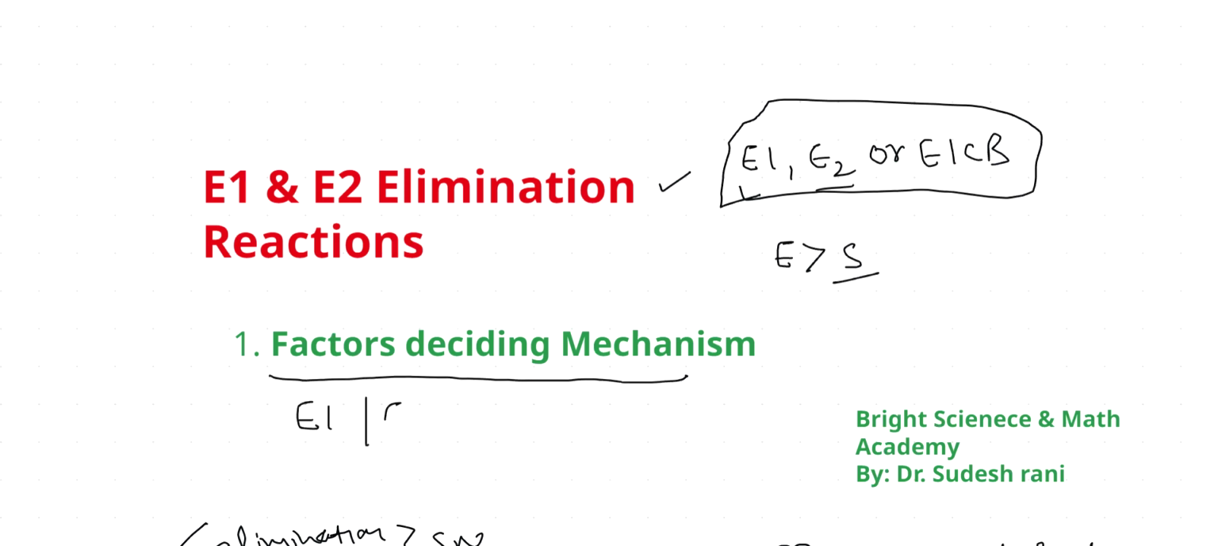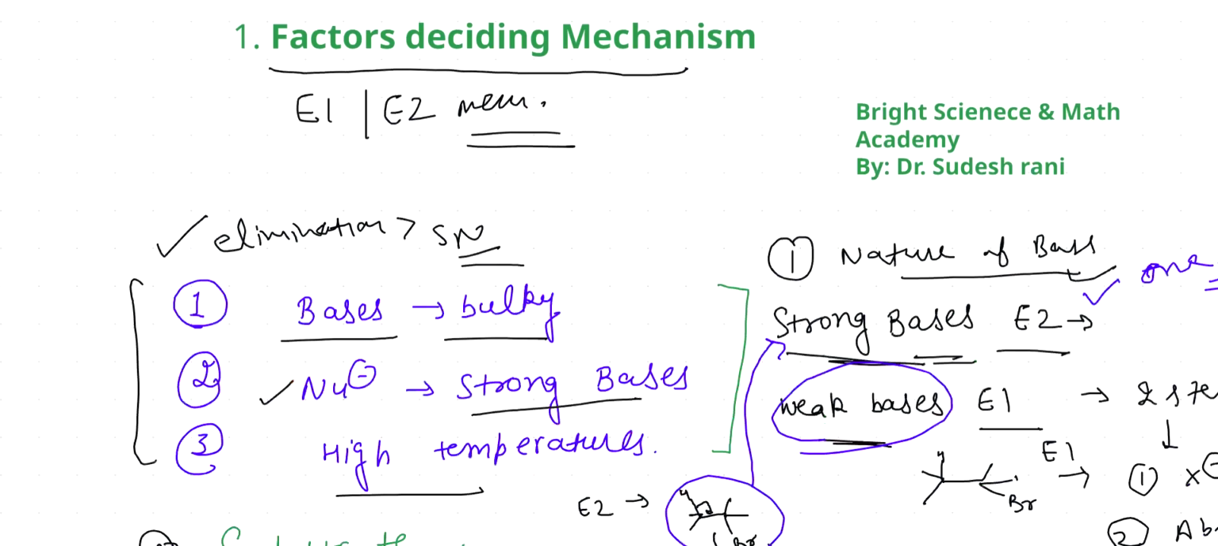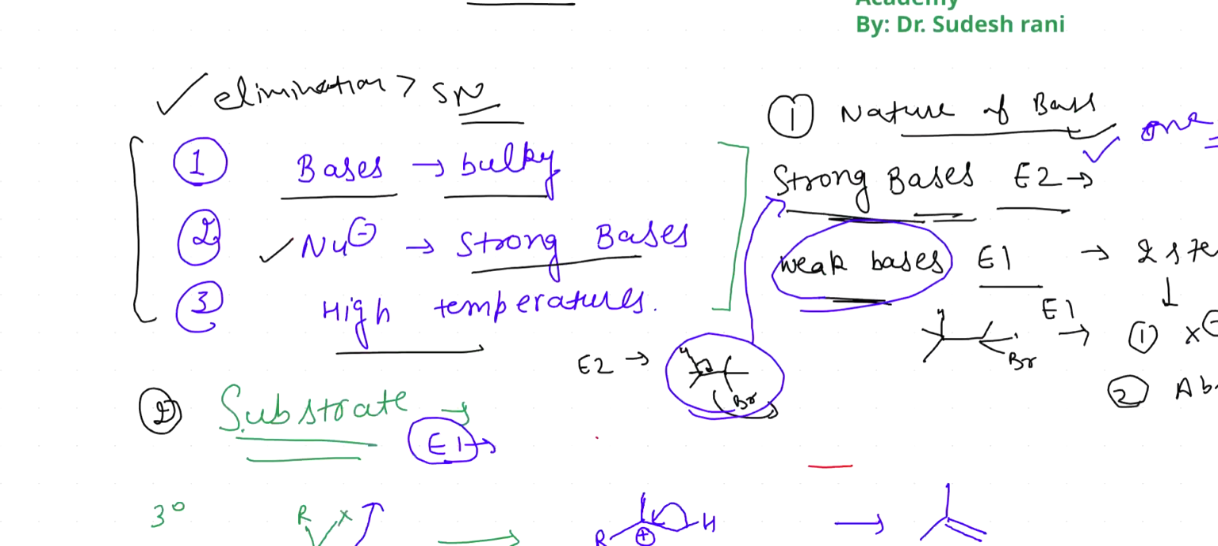As well, I would like to describe some factors why elimination reactions are preferred over substitution reactions. These all factors we have discussed in the previous lectures. For this, the bases should be bulky in nature and the nucleophile should be a strong base. If the reaction is carried out using high temperature, it will prefer to undergo elimination reactions.